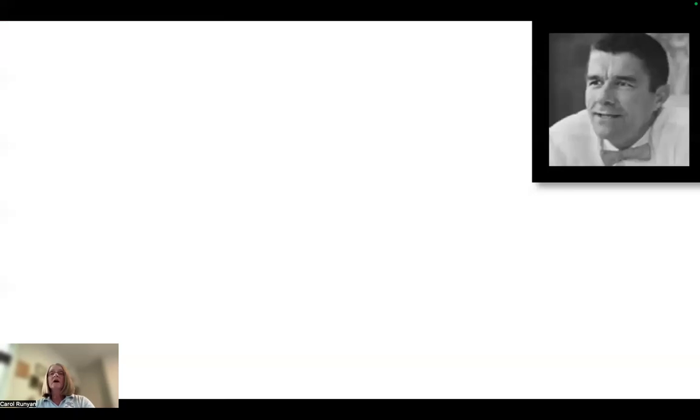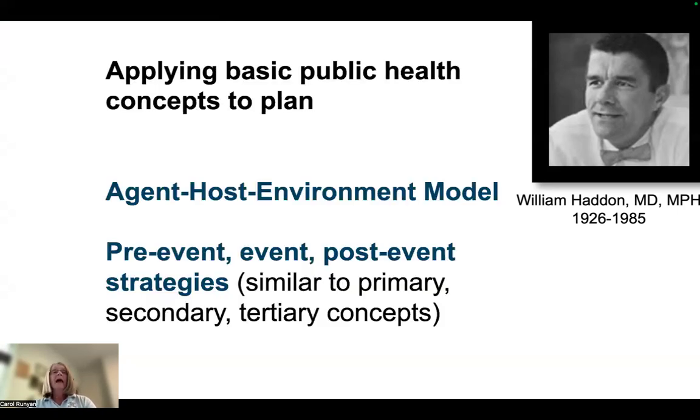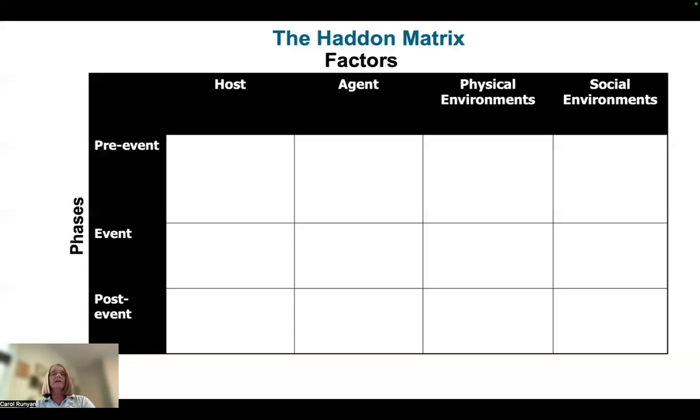So that takes us to William Haddon, who was a leader in injury control in the middle and late 20th century. He applied basic public health concepts for planning using the agent-host environment model that I'm sure you've heard about in other courses, and then using concepts similar to the primary, secondary, and tertiary prevention. He referred to these as pre-event, event, and post-event. They're not exactly the same, but they're very close.